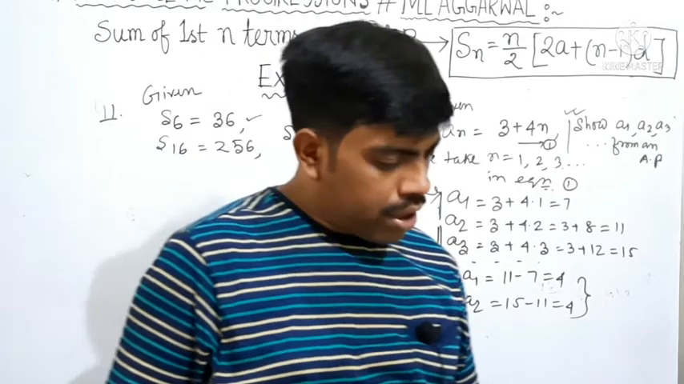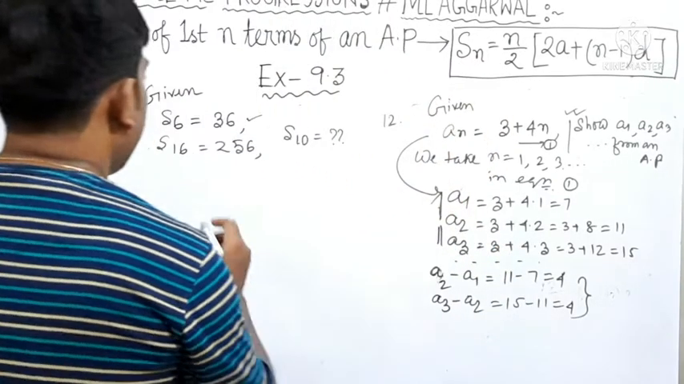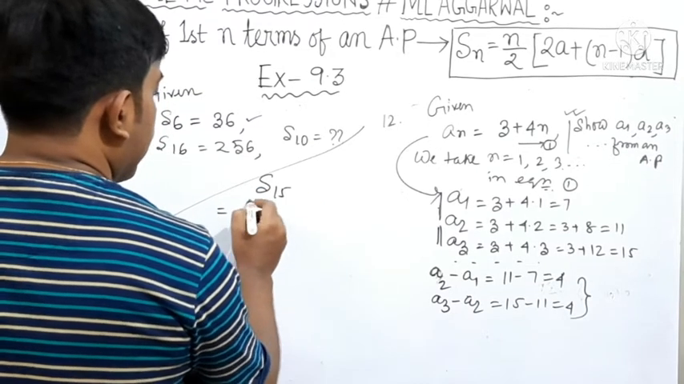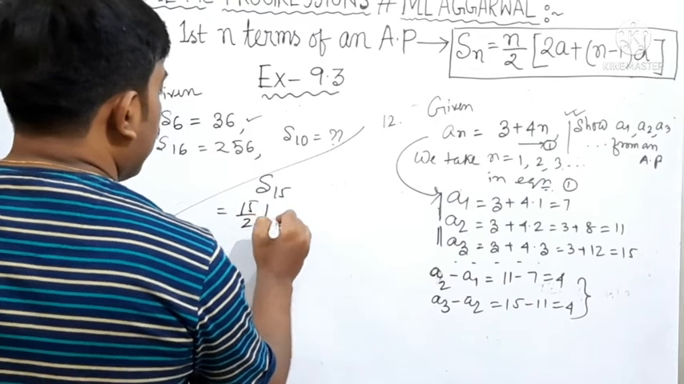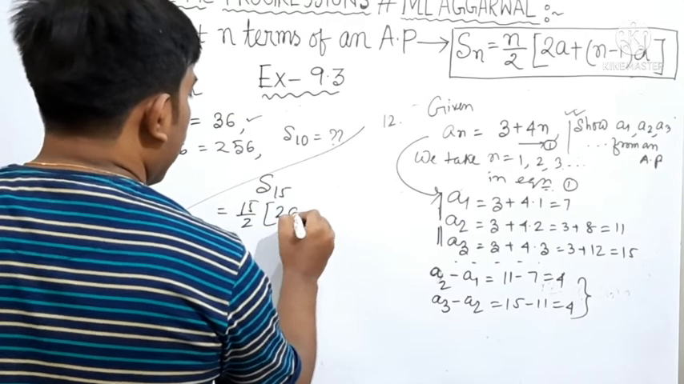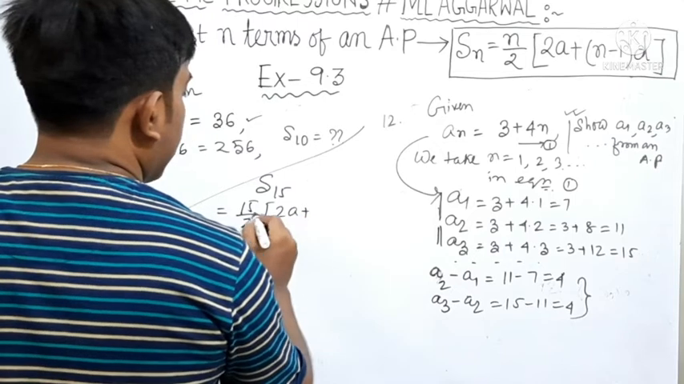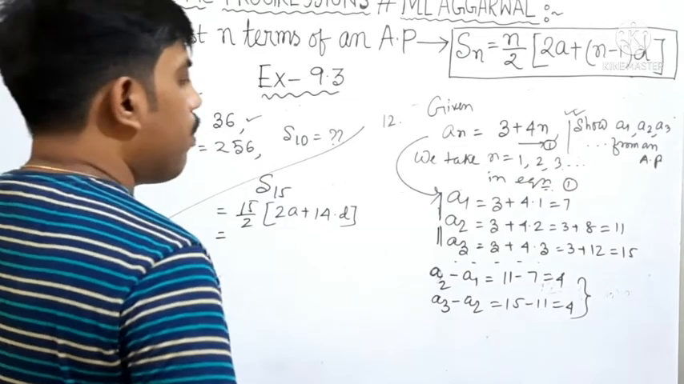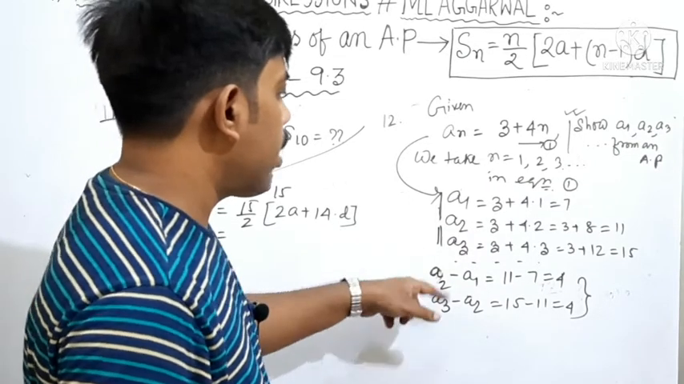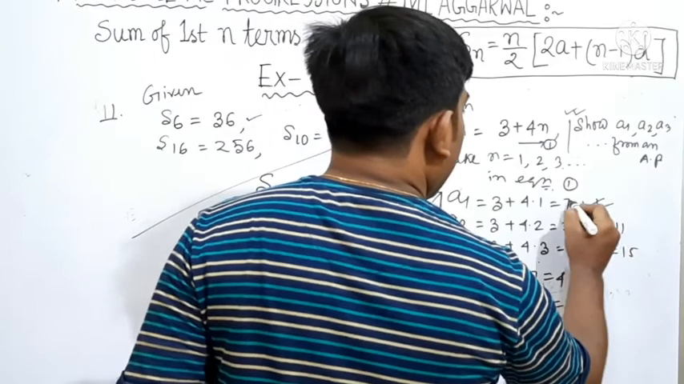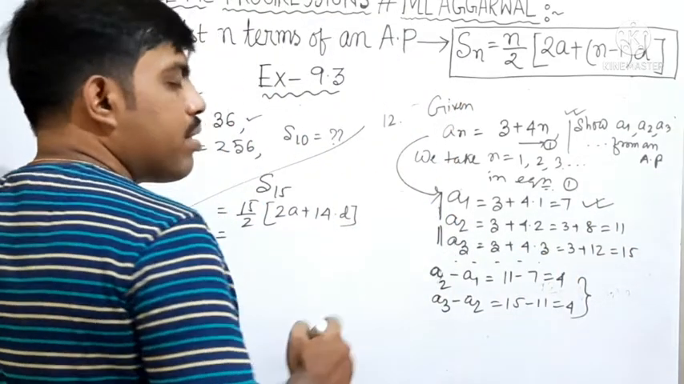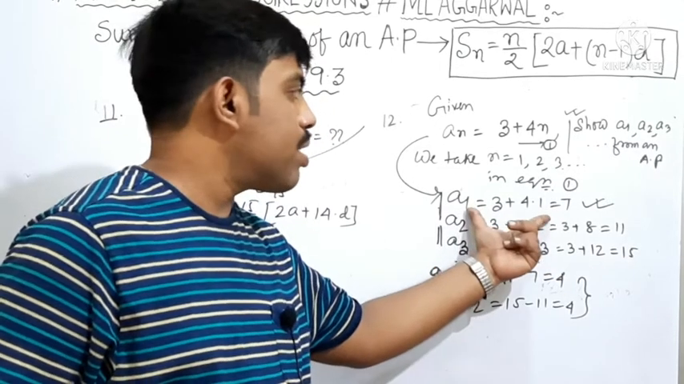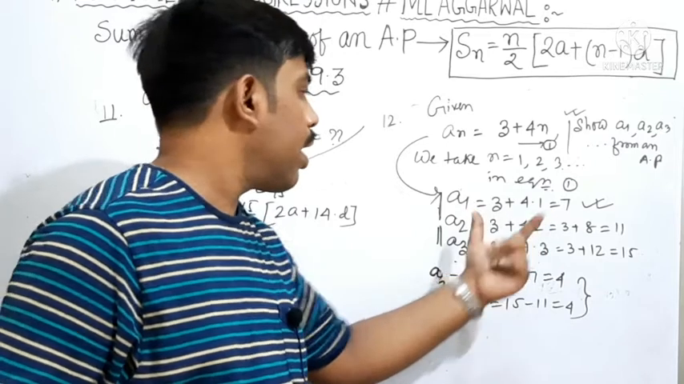Now you have to find out the sum of the first 15 terms. So you have to find out S15. It is very easy. Here S15 means 15 by 2 into twice a plus n means 15, so it will be 14 into d. So you have to find out the value of a and d. Here you can see a1 is equal to 7. a1 means, here it is given a1 is equal to 7. a1 means the first term. So this is the value of a. It is the first term.